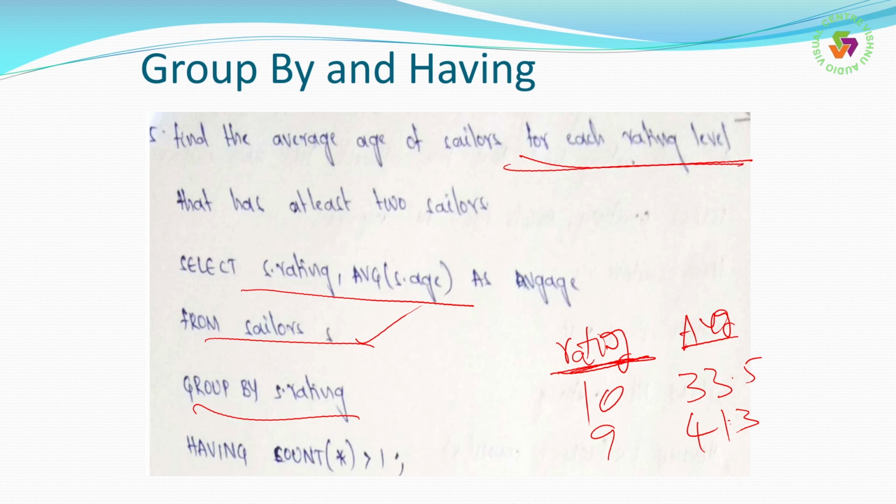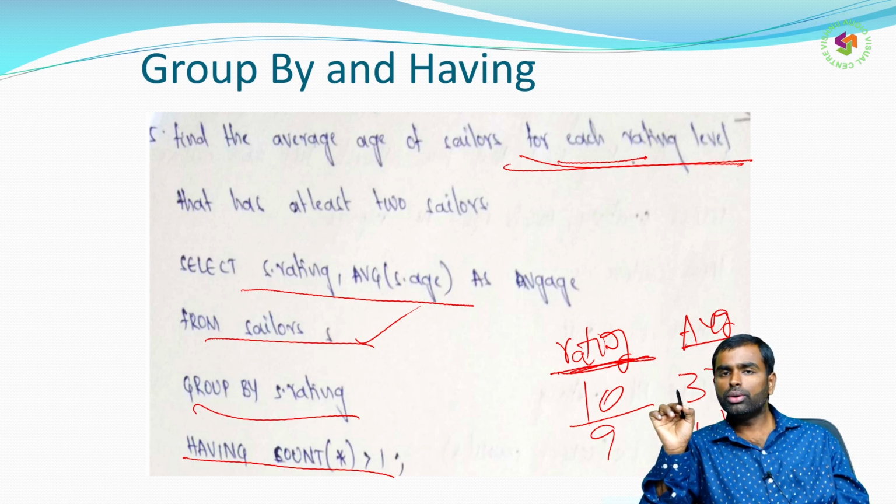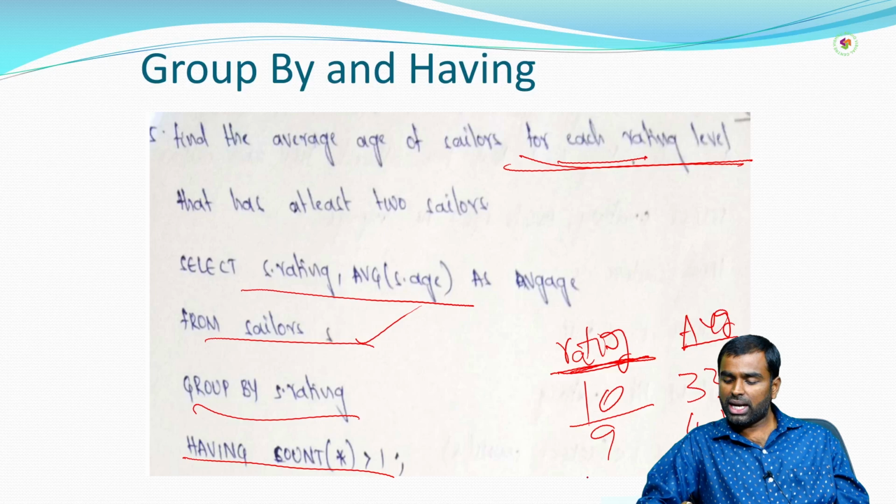For each rating level, ratings can be divided into levels, meaning ratings can be divided into groups. Group by S.rating, having count of star greater than 1. For each rating, the count of star should be greater than 1, so at least 2 people. Rating 10 should be given to at least 2 people.